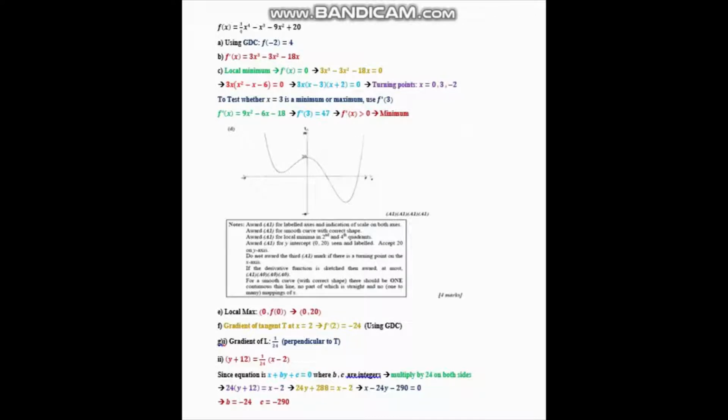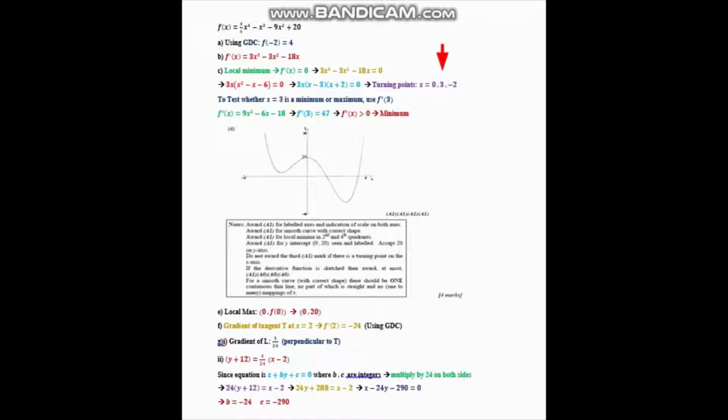So first we get f dash of x equals 0. We have to do this manually because this is a show that question. You cannot just use your GDC. There is your equation, there is f dash. I've taken out a common factor. Then I factorized the bracket, this bracket right there. And this tells me that there are 3 turning points when x is 0, when x is 3, and when x is -2. I now need to test whether x equals 3 is a minimum or a maximum, or to demonstrate that it's a minimum and not a maximum.